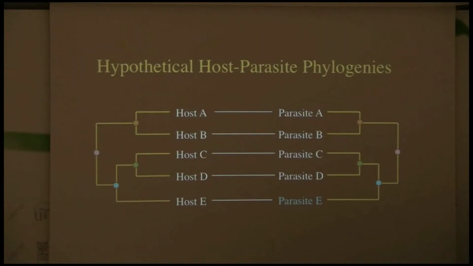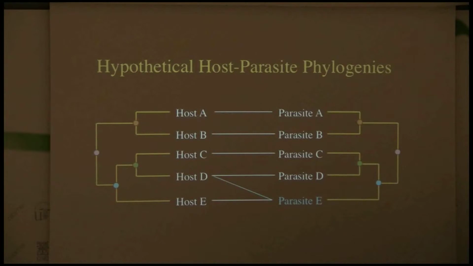So these differences in host specificity and dispersal ability might have implications for broad macroevolutionary patterns, such as the degree of congruence or similarity between parasite trees and host trees. So here's just a hypothetical example where we have perfect co-speciation. Every time the host speciates, the parasite speciates as well.